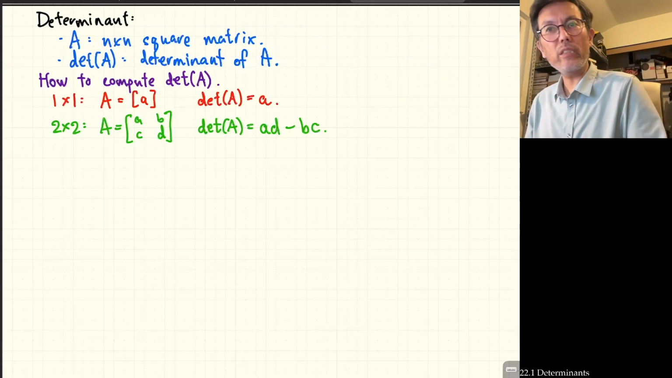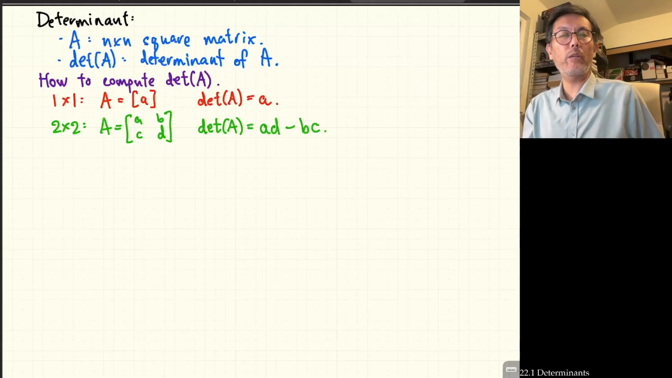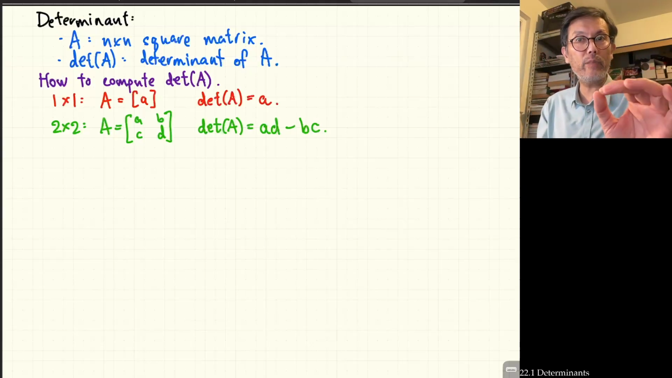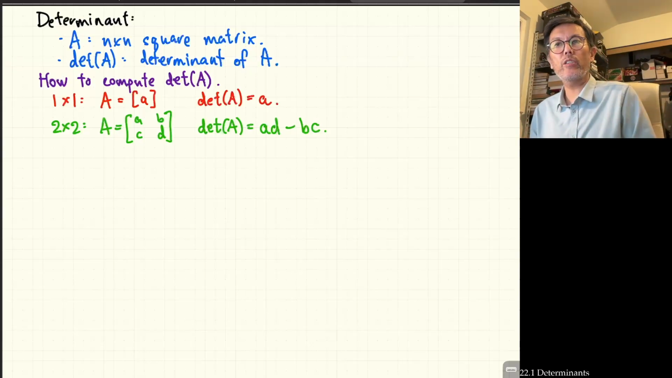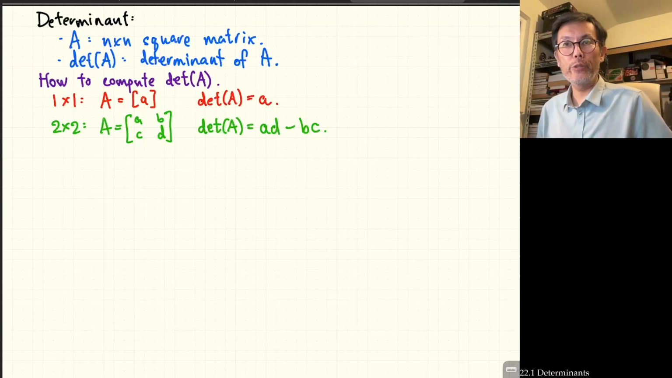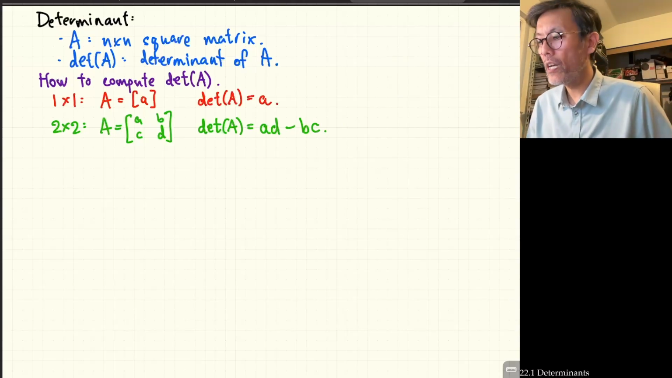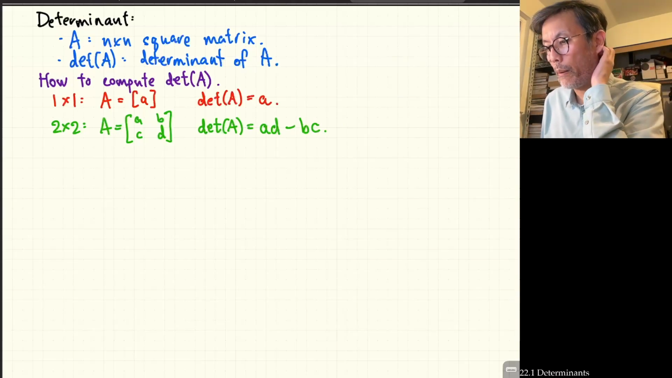There are ways of justifying this in terms of stuff that we're going to be learning in just a little bit called cofactor expansion. But I recommend that you just remember this. It's not hard, and you'll use this often enough in your life that it'll pay off to just remember things. Okay?